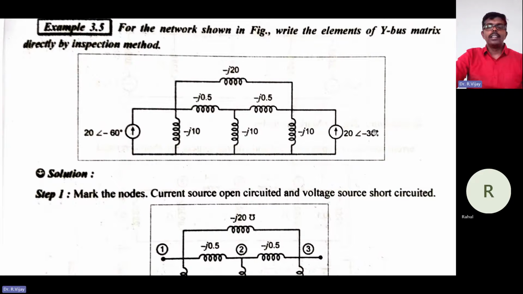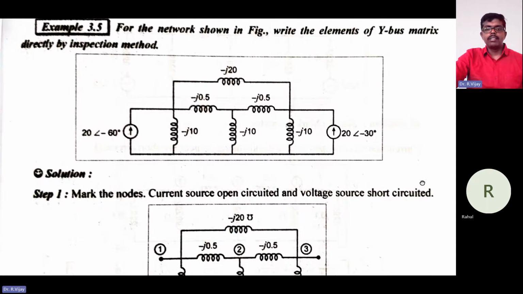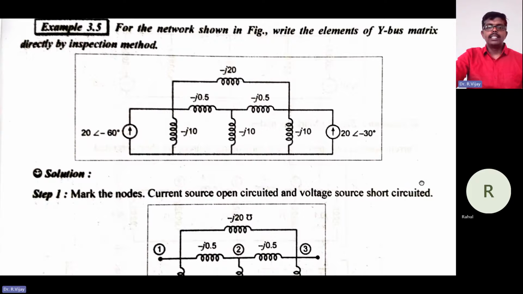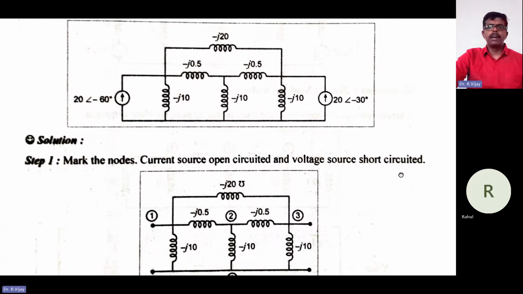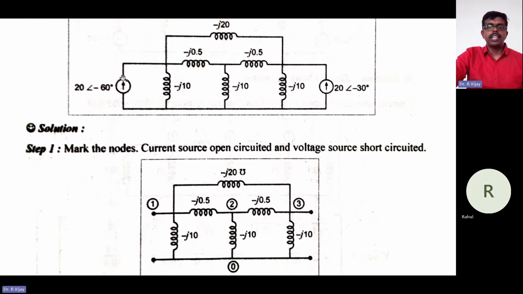Here a circuit diagram is given, and you have two current sources. But what is the general formulation? What is the rule? Step number one, the solution: first you need to mark the nodes.